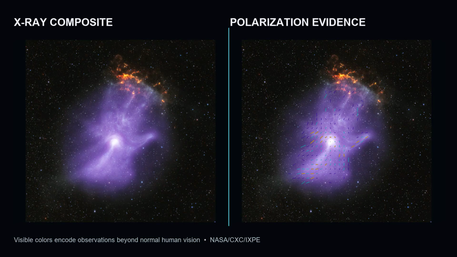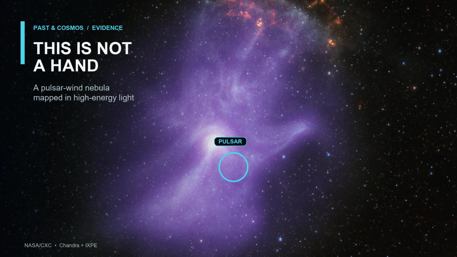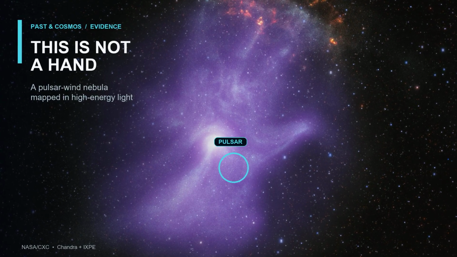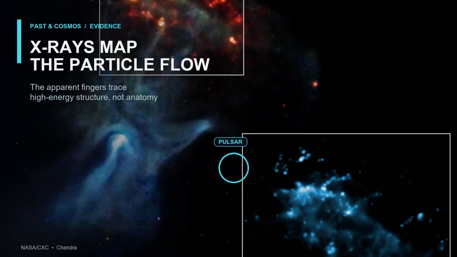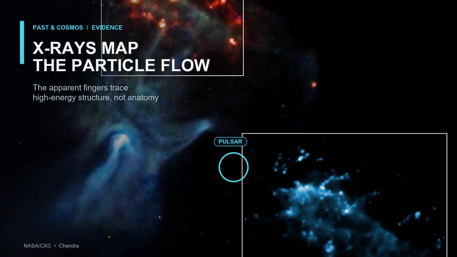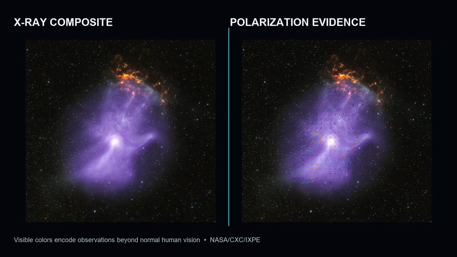The familiar composite is not natural color human vision. Chandra observations map different X-ray energies into visible colors. IXPE measurements add information about X-ray polarization, which helps trace the magnetic field structure. Infrared data may be layered into the wider field. The image is not fake. It is a visual language for measurements our eyes cannot detect directly.